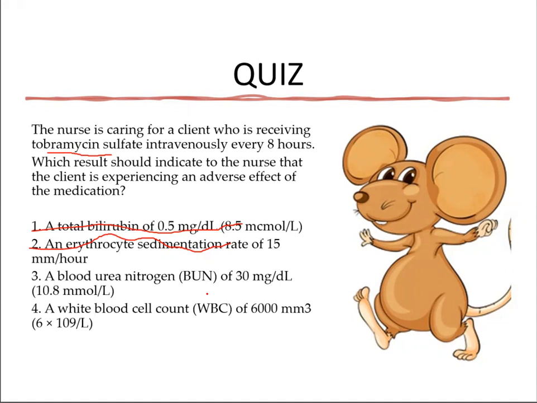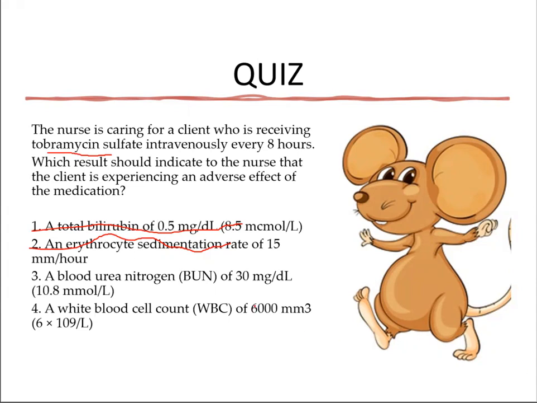There could also be irreversible ototoxicity. In a client that has ototoxicity, there's going to be tinnitus, dizziness, ringing or roaring in the ears, and reduced hearing. There could also be neurotoxicity. With neurotoxicity, you see headaches in the client, dizziness, lethargy, tremors, and visual disturbances.